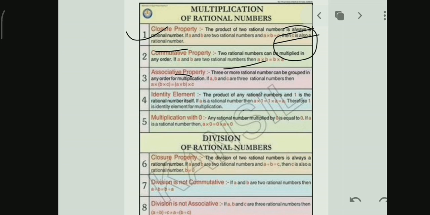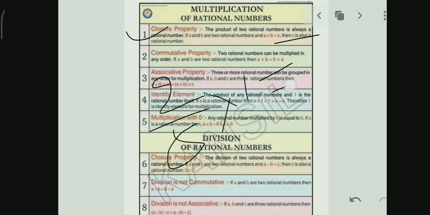Next, the identity element. What is that? If you multiply any rational number by 1, it will give you the rational number itself. For example, let's say 2 by 5, this is a rational number. If we multiply it by 1, it will always give what? 2 by 5, correct? That is our rational number. So this is the identity element.